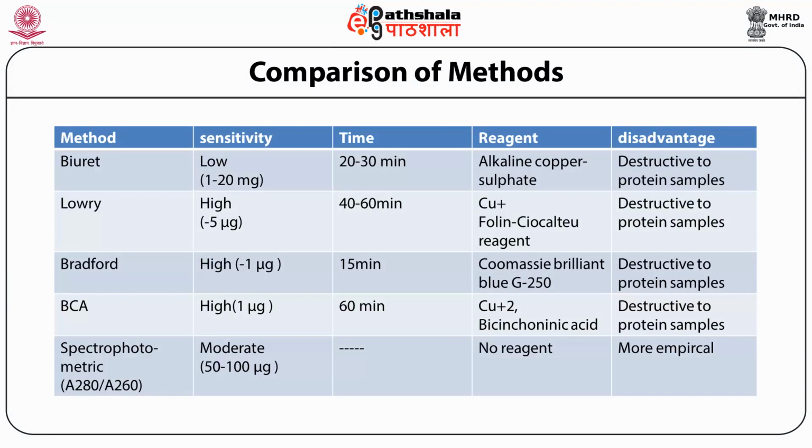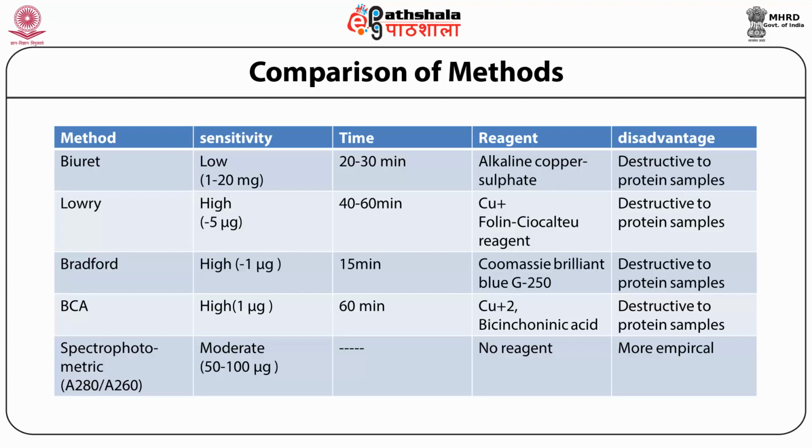We compare the different methods of protein estimation. For example, you can see here the biuret method. It has relatively low sensitivity, 1 to 20 milligrams of protein is required, and it requires less time, 20 to 30 minutes. The reagent is alkaline copper sulfate, and it has the simple disadvantage of destruction of the protein sample.